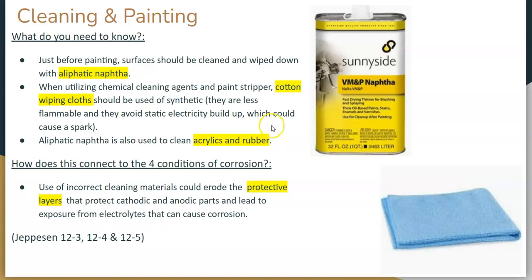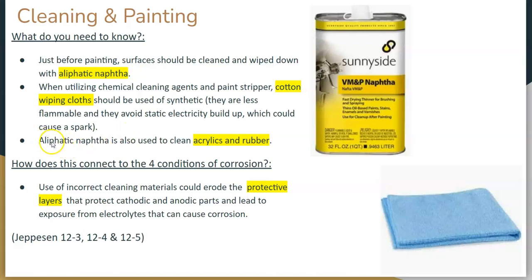Let's move on. So, cleaning and painting. A couple important pieces of information for you. Before you paint, surfaces should be cleaned and wiped down with aliphatic naphtha, which is a chemical compound. And when using chemical cleaning agents and paint stripper, you've got to make sure you're using cotton wiping cloths instead of synthetic. The reason for this is that synthetic tends to be more flammable, and in addition, it has a tendency to cause static electricity buildup, which could cause a spark, something you don't want to have happen on your plane.